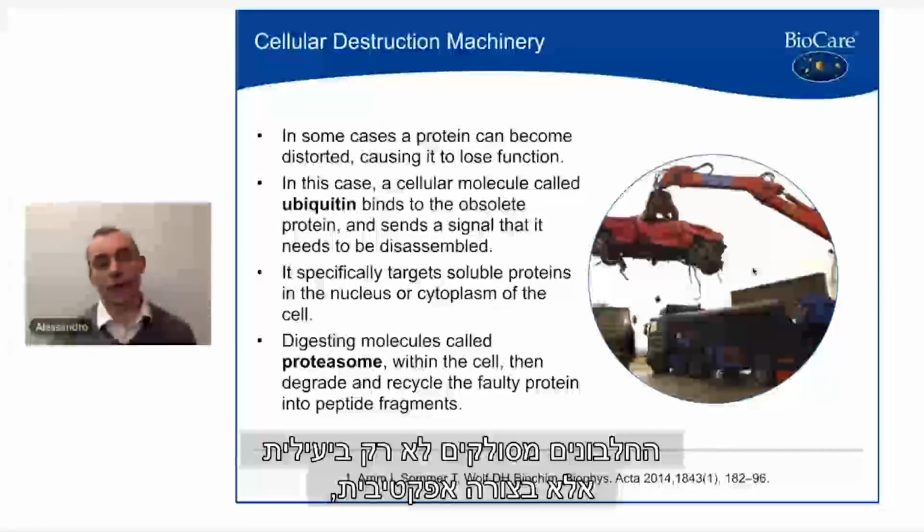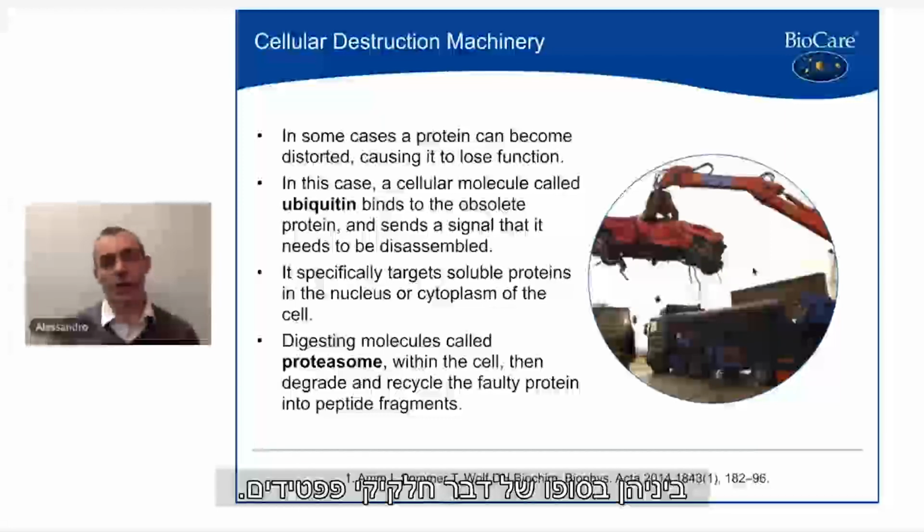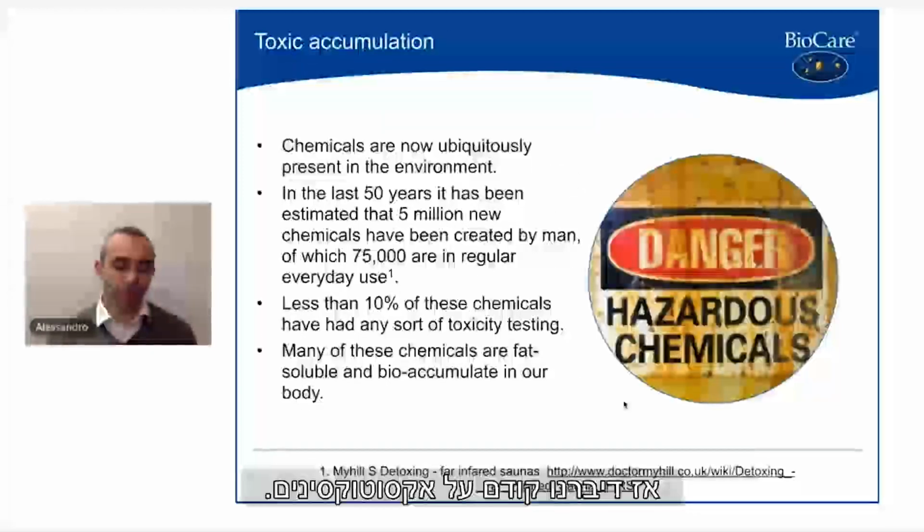So if that happens efficiently, the proteins are then removed, not only efficiently but also effectively, and the proteasome will digest them and make them usable in different other ways, including eventually having peptide fragments. So we mentioned earlier about exotoxins.